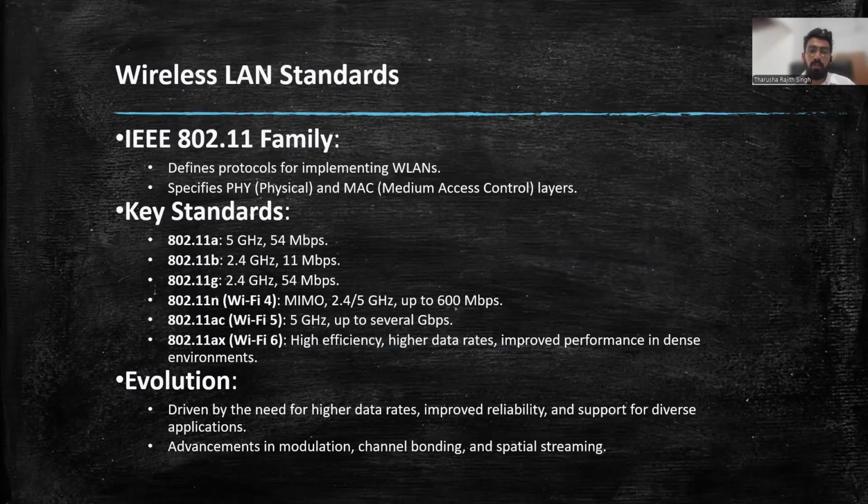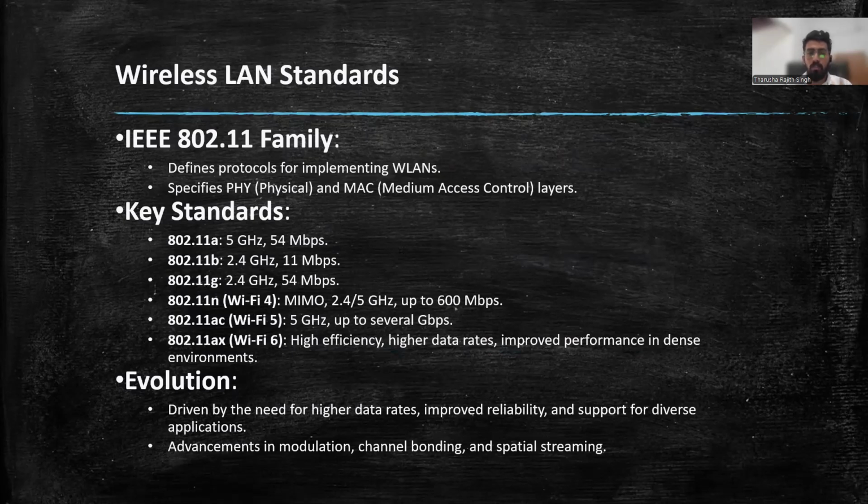And 802.11n introduced MIMO technology, allowing operation in both 2.4 gigahertz and 5 gigahertz bands, with data rates up to 600 megabits per second. 802.11ac operates in the 5 gigahertz band and supports data rates up to several gigabits per second. 802.11ax enhances efficiency in high density environments, offering high data rates and improved performance.